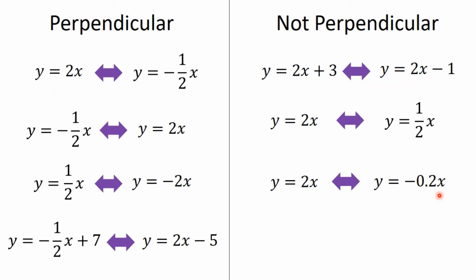Now here we've got a 2 that's changed into a 0.2. That's a common mistake. 0.2 is not the reciprocal of 2. A half is the reciprocal of 2. 1 over 2 is the reciprocal of 2.